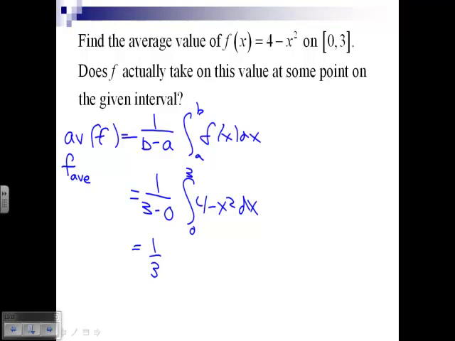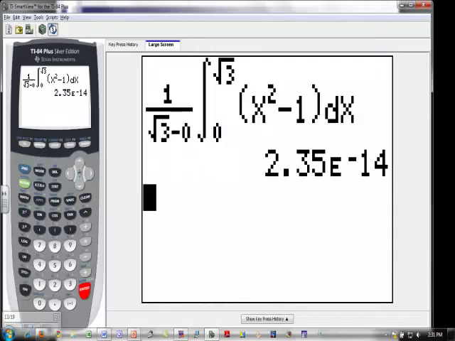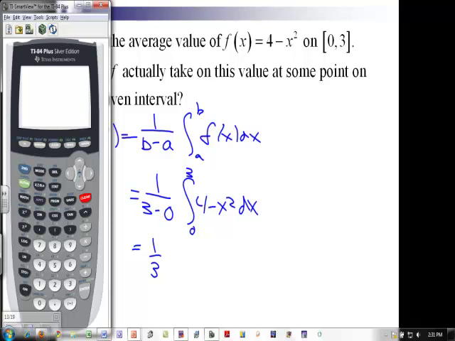We don't have, right now, a good way of finding the exact answer, but we do have the ability to use our calculator to find it. So I would like to do this one graphically, if you don't mind. I'm going to go to y1 and put in 4 minus x squared. Everyone good? Yep. Let's do a zoomed standard.